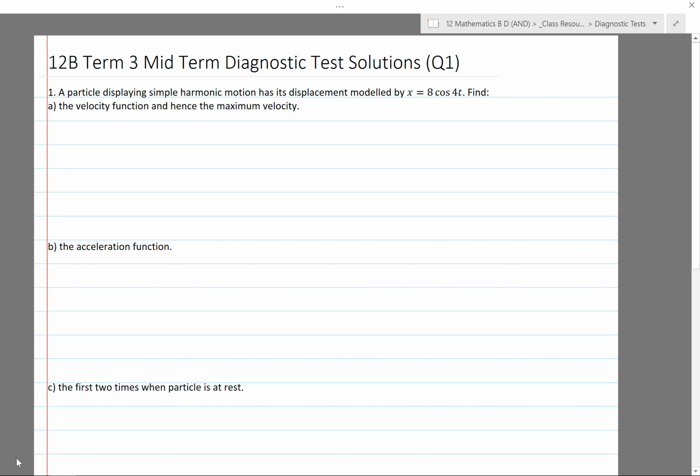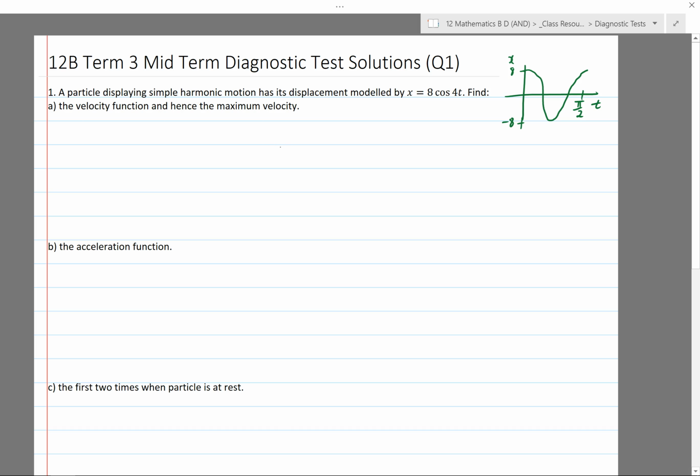Okay, solutions to diagnostic. Question 1. A particle displaying simple harmonic motion has a displacement modeled by this function. So what it means is x versus t, we're going between 8 and minus 8, starting at the maximum because it's a cosine function, and the particle is doing something like this over and over again. We've got a 4t there, so our period is 2 pi on b, so 2 pi on 4, or pi on 2. It's doing that.